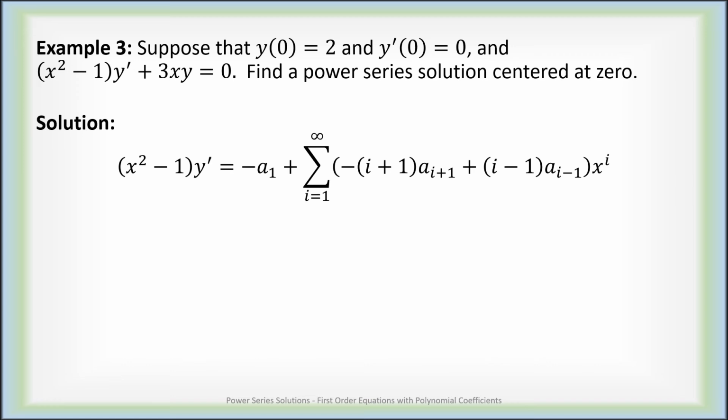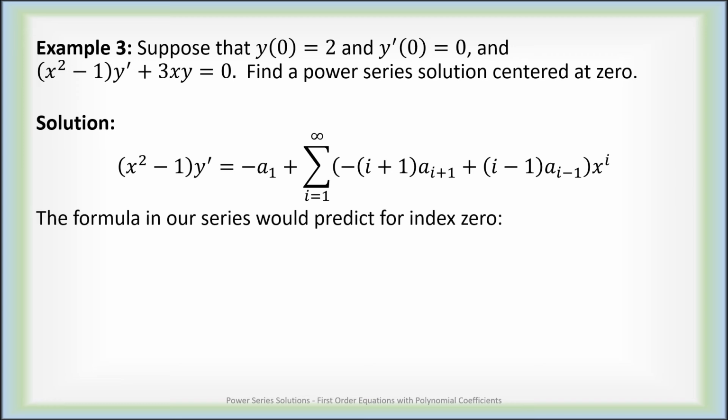So we already have this power series for x squared minus 1 y prime. It's a nice power series. There is, however, this minus a1 hanging off on the left. Now, what would that sum predict for index 0? Well, if I were to set i equals 0, we would get negative 1 a1 plus negative 1 a sub minus 1, all times x to the 0.